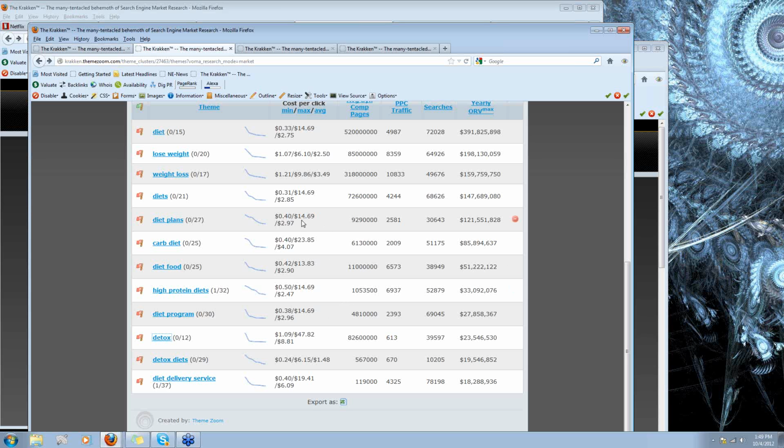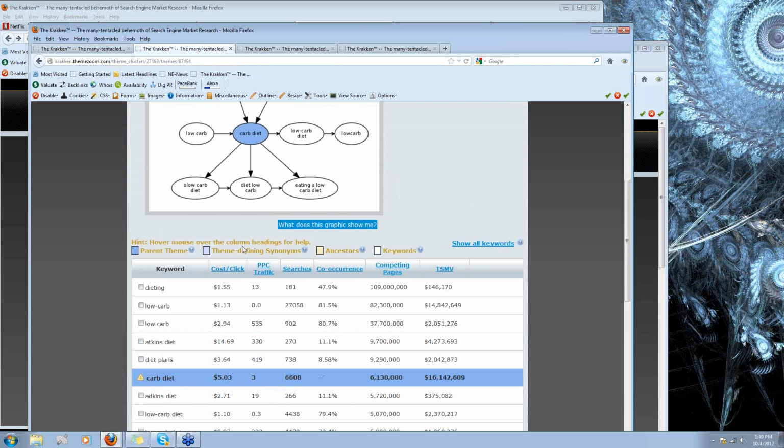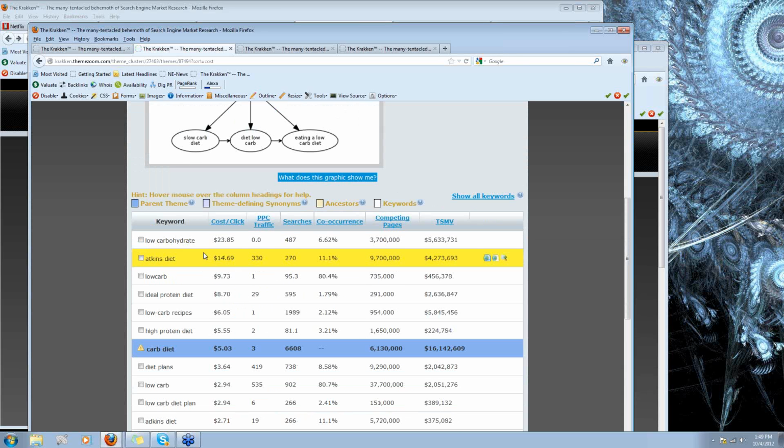So just to back up for a second, the other thing that I would look at probably are carb diets at $23. Sort by cost per click, bring that information to the top, and it's just low carbohydrate. That's another one of those. I would actually go dig into that word and find out why the heck somebody's bidding $23 on low carbohydrate. But depending on the product that I'm selling, I mean, that's 500 searches a day. Remember, these are daily. So that's an interesting concept.